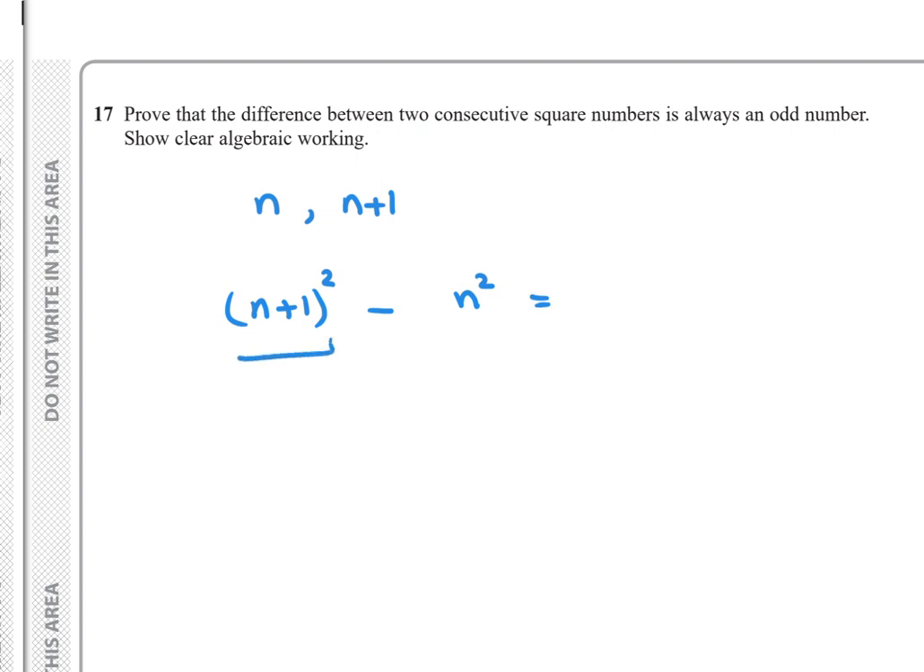So expand (n plus 1) all squared. This will be n squared plus 2n plus 1 minus n squared. N squared and negative n squared cancel out. So you have 2n plus 1. And this is always an odd number because 2n is even, and if we add 1, we get an odd number. So this is an odd number.